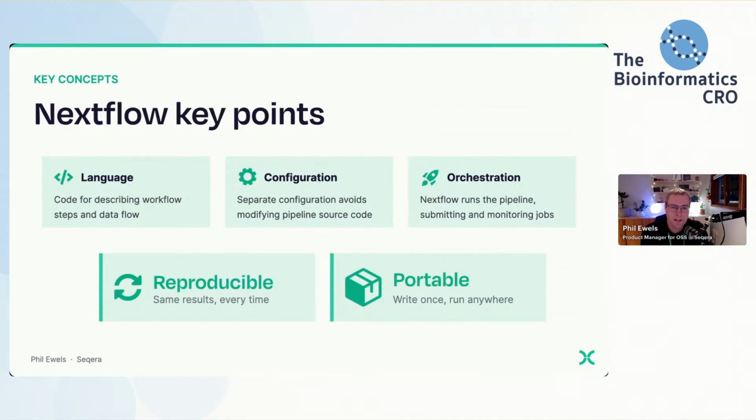The really key points, if you remember nothing else, is that Nextflow is not just one thing, it's several things. It's a language. So it's a language and a code syntax, which is designed for describing workflows, the steps, and also the data flow within workflows. It has separate configuration from that syntax so that you can separate the logic of the pipeline from how the pipeline should run. And it's also an orchestrator. So it's the actual job that you run, which actually parses that code and understands it and runs the pipeline for you. So it's both a language and also an executor.